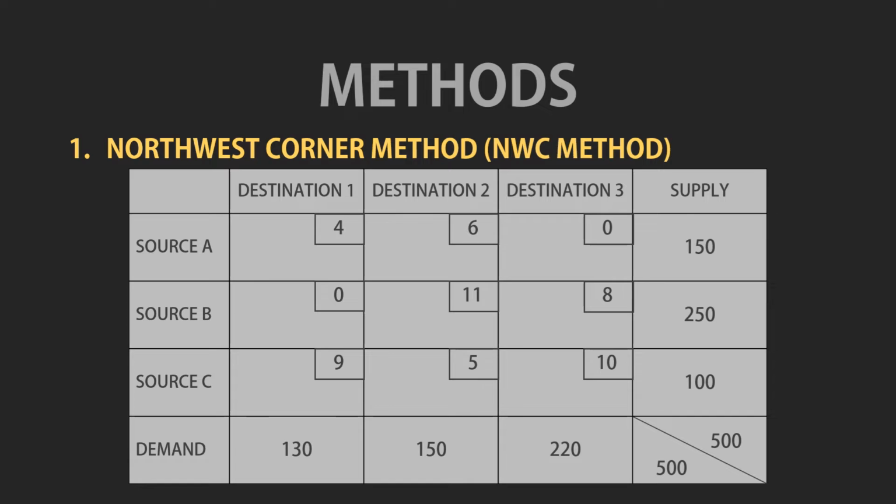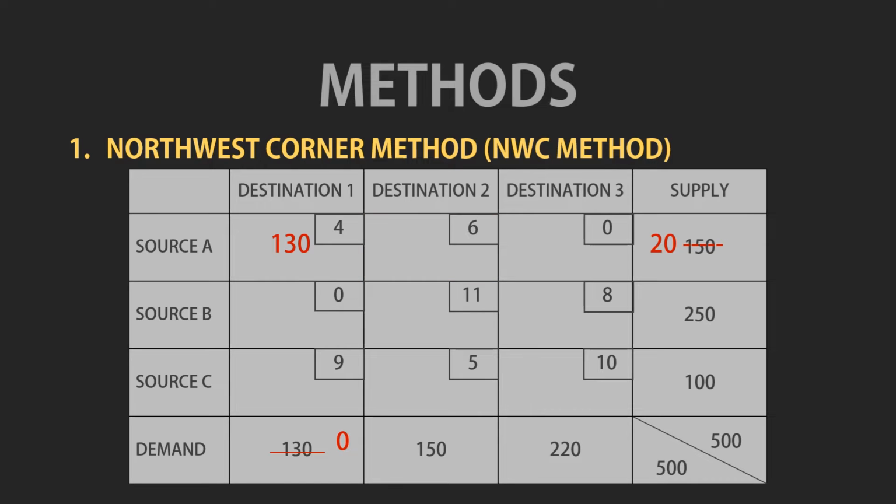We will introduce you to 3 methods in solving a transportation problem. Number 1, Northwest Corner Method or NWC method. Start from the upper left corner of the matrix and exhaust the least value in either the supply or demand and proceed to the next upper left corner of the matrix, then repeat the steps until all supply and demand are exhausted.